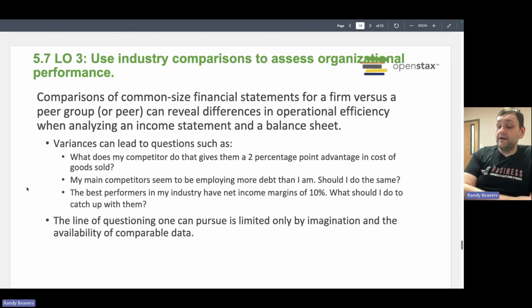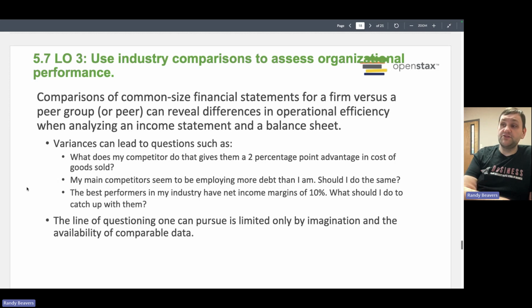So typically when we compare our common size financial statements, we're going to do this with a peer group or peer, and that can help us reveal differences in operational efficiency where we're analyzing the income statement and balance sheet. So some examples of questioning could be, what does my competitor do that gives them a 2 percentage point advantage in cost of goods sold? My main competitors are employing more debt. Should I take on more debt?